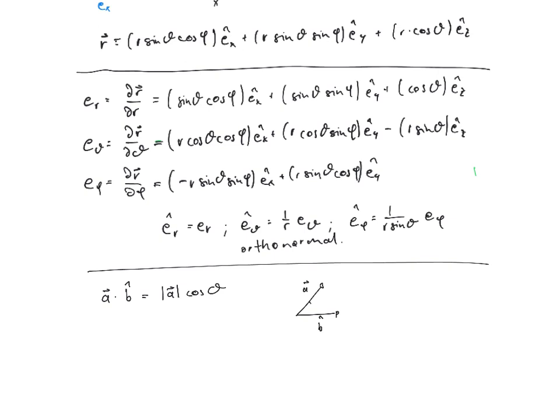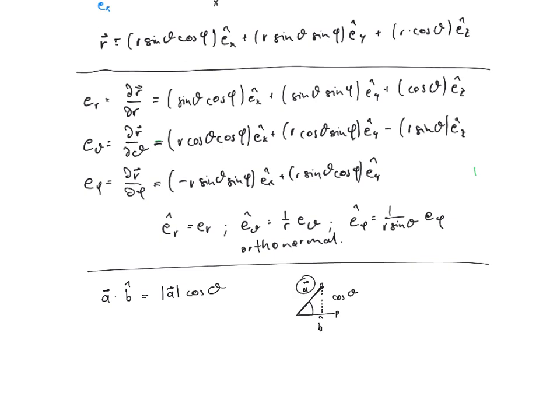So this is the angle cosine. Basically what this gives you is the length, the absolute value of A, and it projects onto the axis here. So if you have a vector A and multiply it with this unit vector B, it gives you the component of this vector A in the B direction.